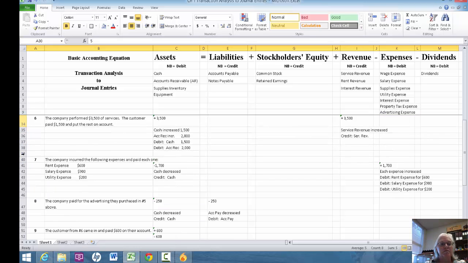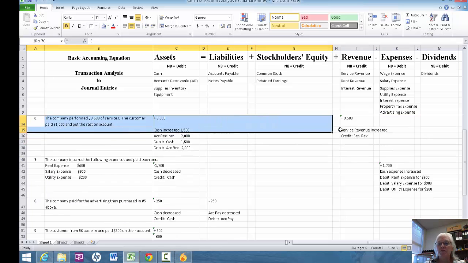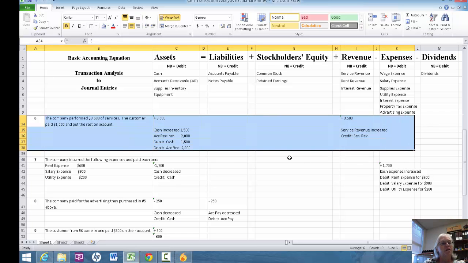Number 6, the company performed $3,500 of service. So what happened was we did the work, the customer paid us part of it, $1,500, and they put the rest of it on account, which is going to come to $2,000. So cash and accounts receivable both increased with this transaction, and service revenue increased. So we're going to debit the cash for the amount of cash we got, the $1,500. We're going to debit the accounts receivable so that we know the customer still owes us $2,000, and I will credit service revenue for the full $3,500.